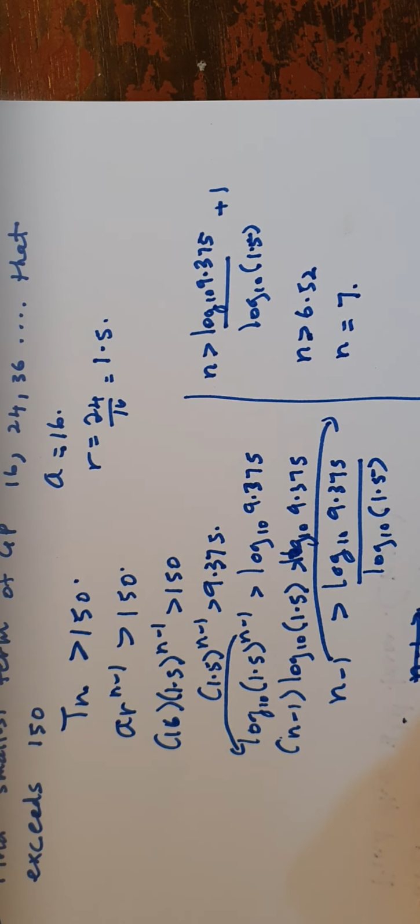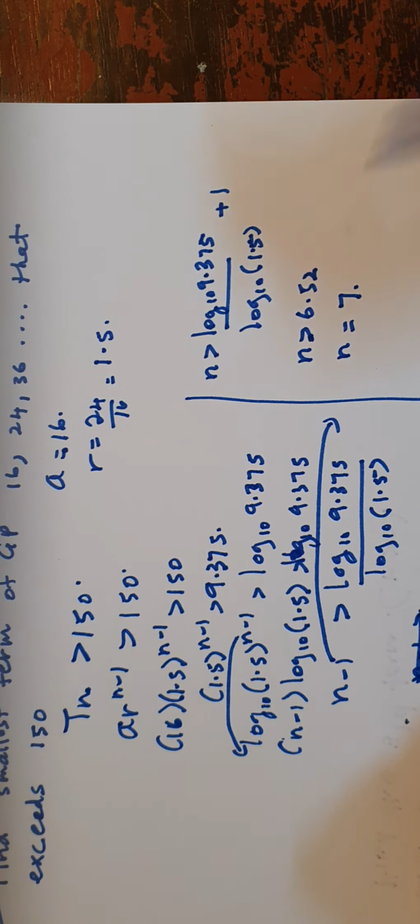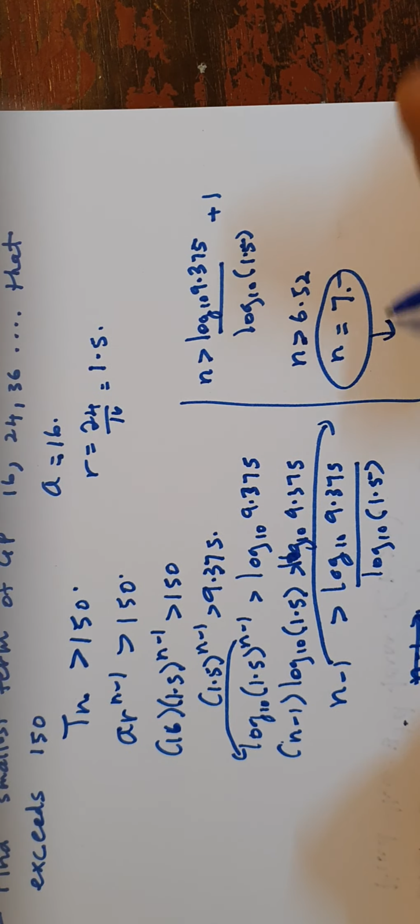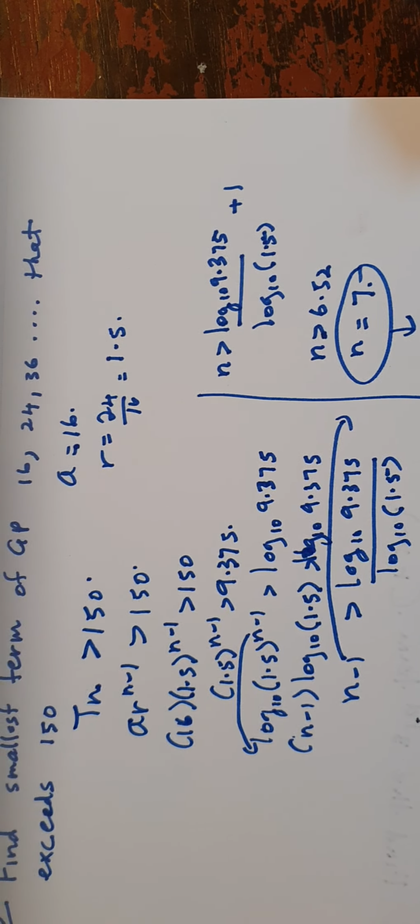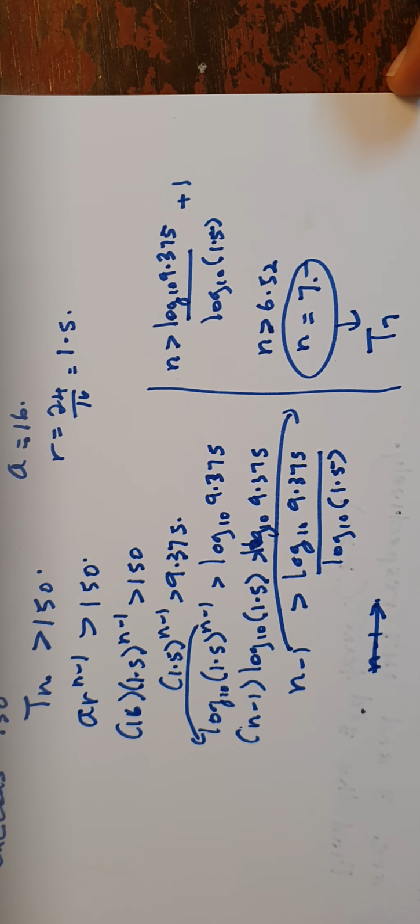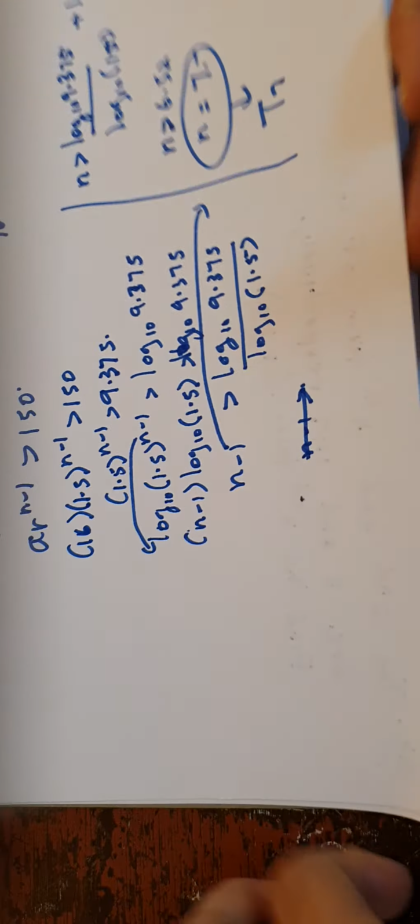The question is asking you the smallest term that will exceed 150. So my smallest term will be the 7th term. So the answer will be the 7th term. So the 7th term is the one that exceeds what? Exceeds 150. So what's your answer? The smallest term will be the 7th term. Okay, is it okay? So this is one more type of question.